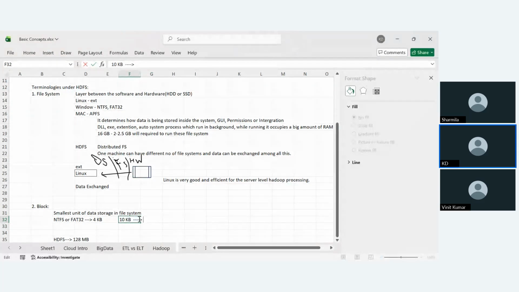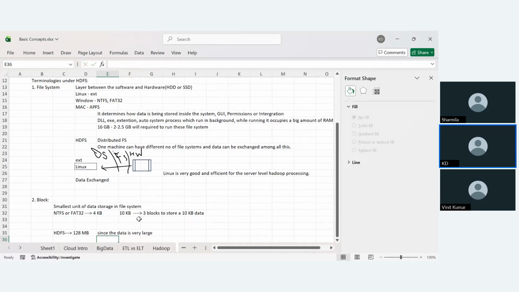So it will require three blocks to store 10 KB data. But if we do the same thing with HDFS, since the data is very large, HDFS requires a bigger block size, right?